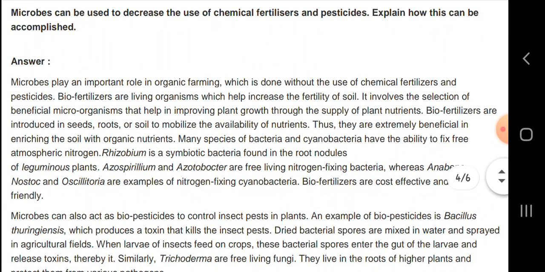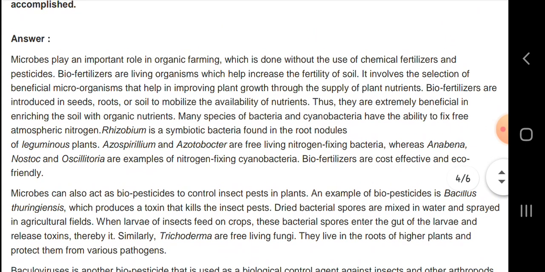Next, microbes can be used to decrease the use of chemical fertilizers and pesticides. Let us know about that. Microbes play an important role in organic farming, which is done without the use of chemical fertilizers or pesticides. Organic farming is done without use of any chemicals.